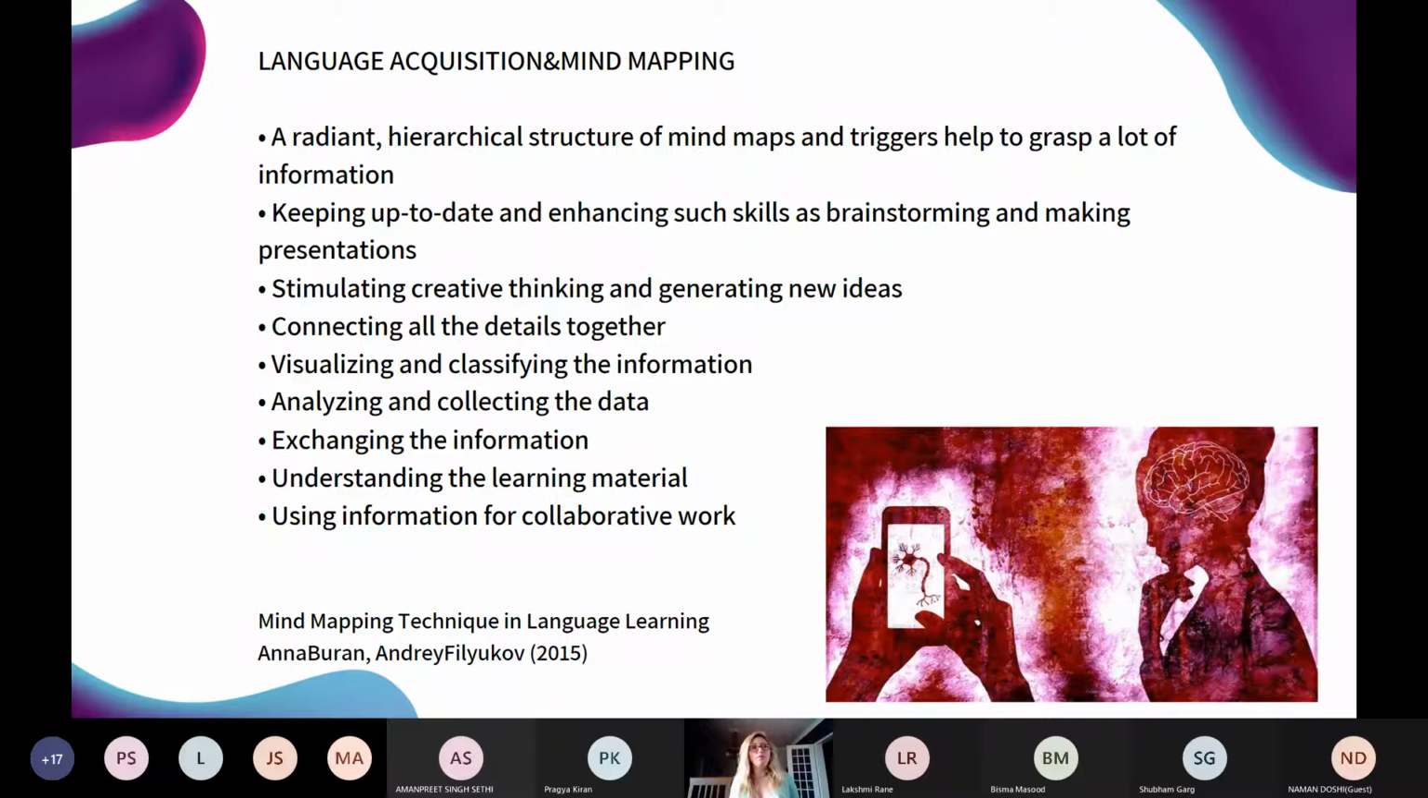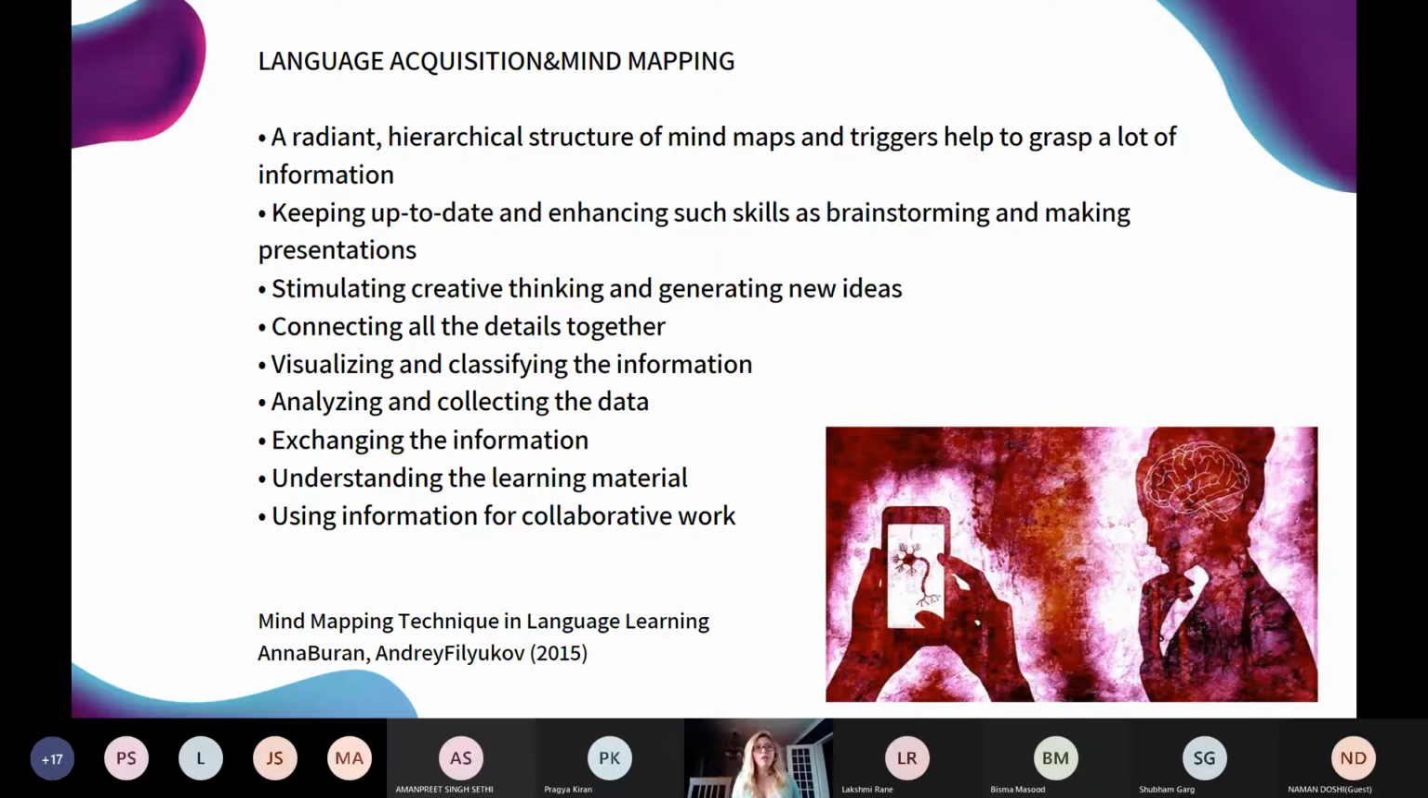So you are trying to learn some grammar rules within a new language, and maybe you have a 300 pages grammar book in your hands, and you can actually prepare a mind map. In 2 or 3 pages, you can include the 300, 400 pages. So it's amazingly a time saver and shows you the bigger picture. That's very important. And it also helps you keep up to date and enhance skills like brainstorming.